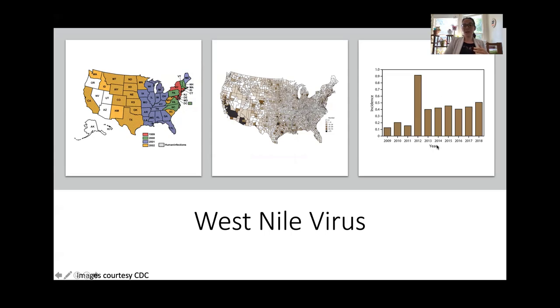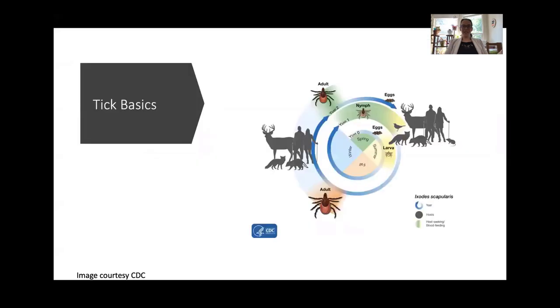And you'll see here on the right, this is for the entire US, the incidence of West Nile virus over the years. And you'll see we have low years, we have really high years. 2012 was a bad year, but it just varies year to year. And it depends on a lot of different things, what will make a bad year versus a good year. So this is West Nile virus.